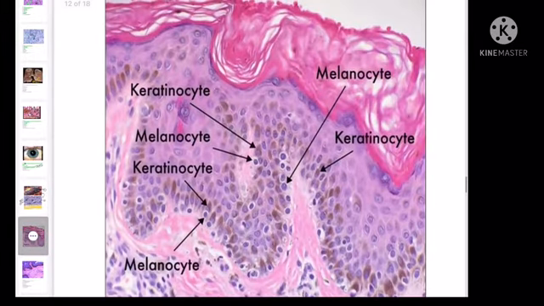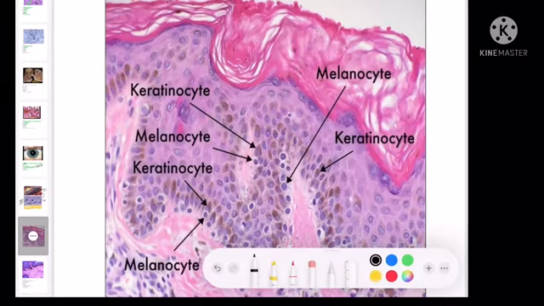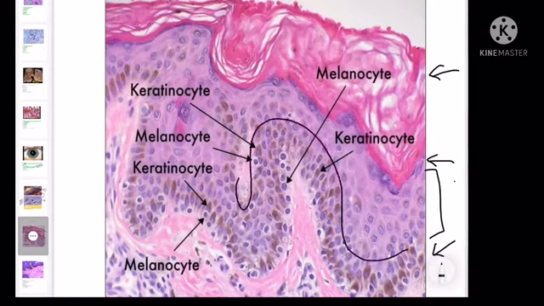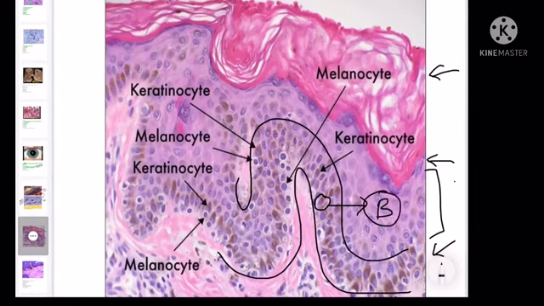Next is a very important one also. So here is the microscopic or histological image of the skin, where we can see the stratum corneum, stratum granulosum, stratum spinosum, and the last one is the stratum basale, the last layer. In the last layer we have the melanocytes. So melanocytes are present in the stratum basale, and these melanocytes are loaded with melanin, and melanin appears a brownish color on H&E staining.